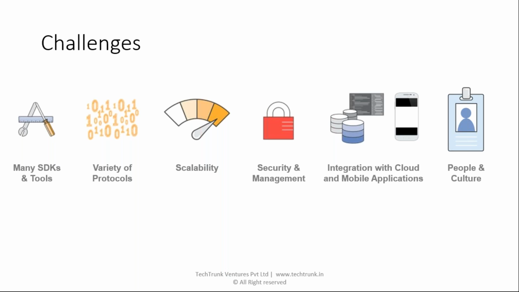So Amazon tried to make their cloud platform, the IoT platform, support most of the tools. Like AWS IoT supports Java, it supports JavaScript, it supports Node.js, it supports Python. So you can do programming using any of them.